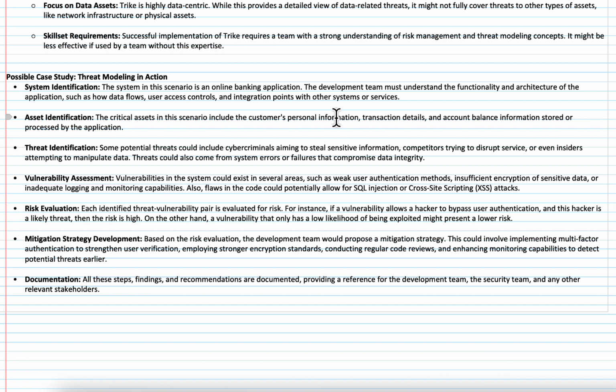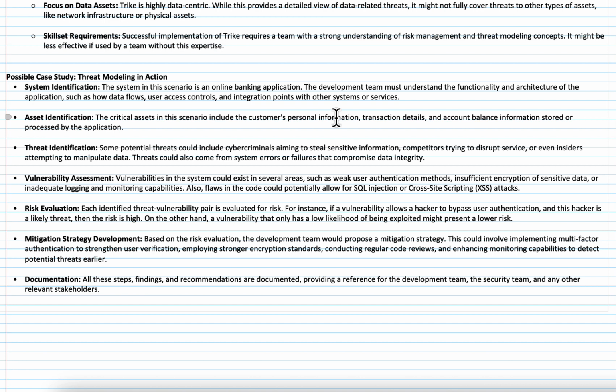Okay, so now I'm going to give you just a case study around how this works. The case study is more or less just an example. It's all subjective and made up, but you'll understand what I'm getting at when I get into it. So this is threat modeling and how it works in action.